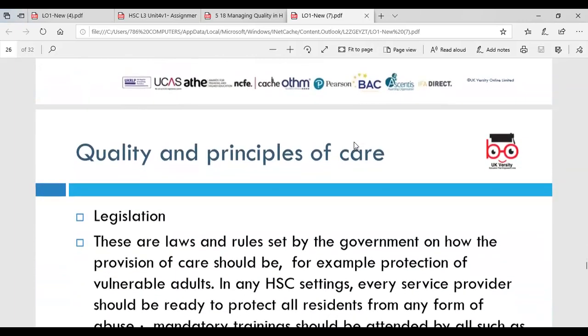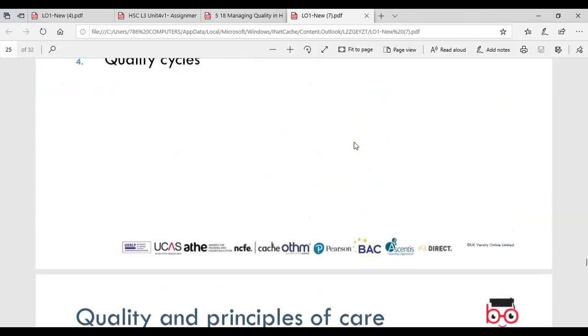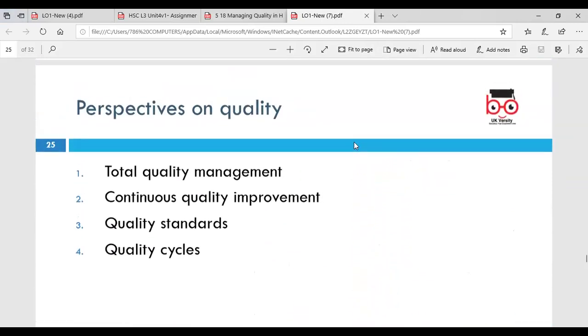So these are some things that we will discuss further in detail.